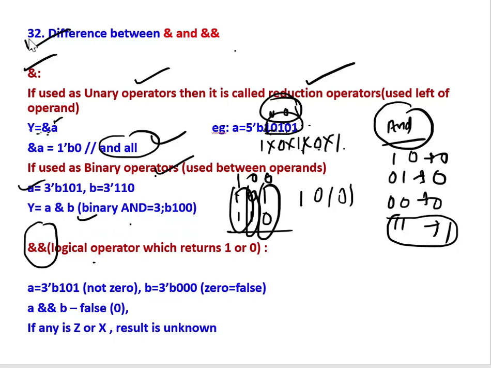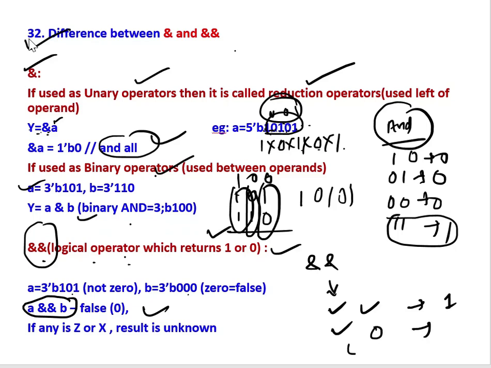This is called the logical operator. It returns either 1 or 0. If a equal to 3 bit 101 and b equal to 3 bit 000, then a and b will give you false. What this double ampersand does: if both are true, then it will give you 1, and if any one is false, then it will give you 0. In this case, a equal to 101, and 101 is equal to 5, so it is definitely a true value.